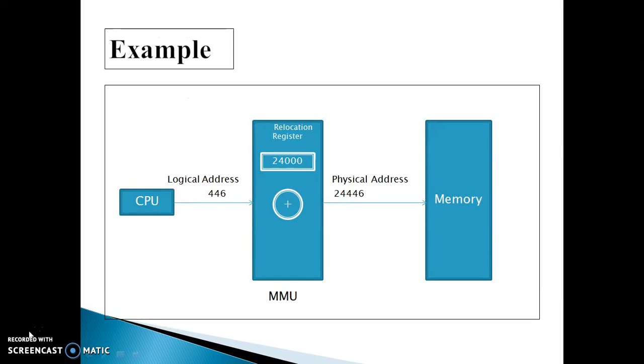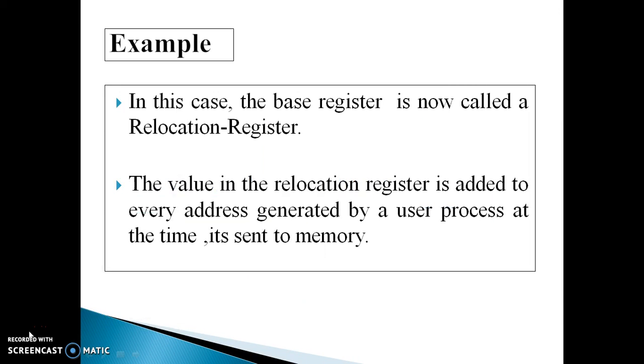From this diagram, you can see that the base register is now called the relocation register, and the value in the relocation register is added to every address generated by a user process at the time it is sent to memory.